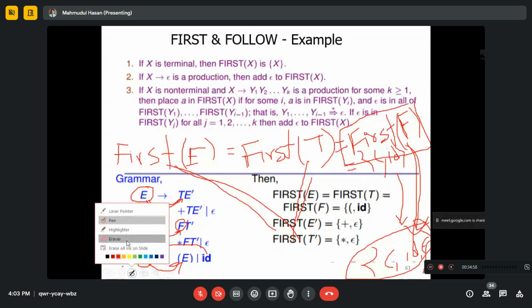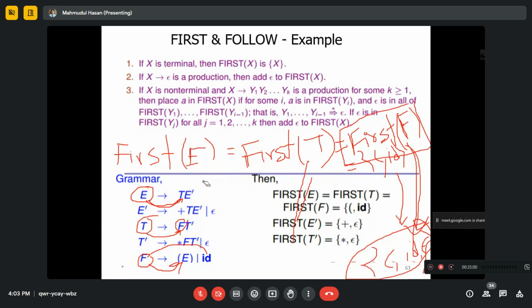Sir, what about first of E prime? You will understand it when you find it out gradually. We found out these few, and we will find out the rest. So we mainly find out first of non-terminals. And how many non-terminals here? Yes, 5. So we found out first of 3 non-terminals. Now this one and this one we need to find.